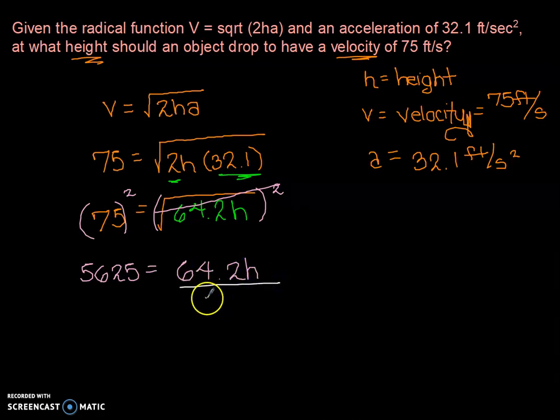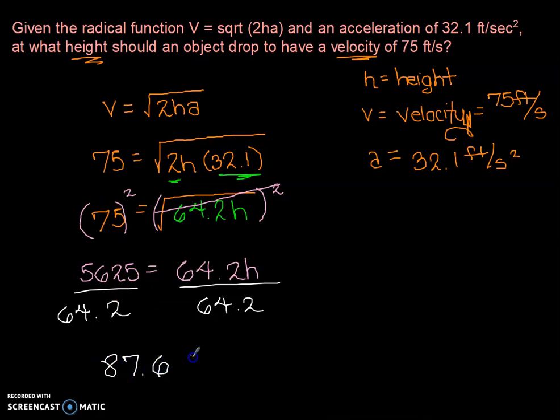And then from here, isolate h, it's being multiplied to 64.2, so we divide both sides by 64.2. And we have a height of 87.6 feet. So remember, all the units need to match, so make sure that you correlate the units as well.